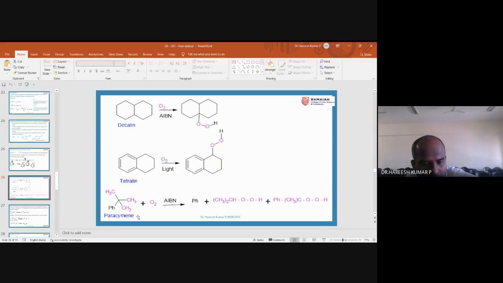So what will happen? There will be a cleavage here, and a radical is obtained. When there is a cleavage here, free radicals form here as well as here. This radical can react with oxygen, giving rise to a byproduct like this, and this is also one more byproduct. In this, two of the hydrogens are replaced with oxygen. So these two are the byproducts obtained when p-cymene is treated with AIBN and oxygen.